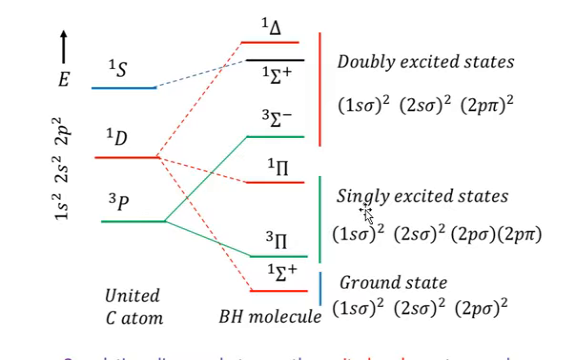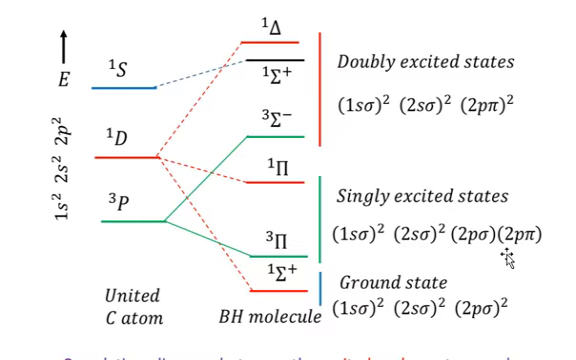The next is that you have singly excited states, in which you have moved one of the electrons from 2p sigma to a higher level, which is the 2p pi level. So singly excited states have the electronic configuration 1s sigma squared, 2s sigma squared, and then I have 2p sigma and 2p pi, because I have moved one of the electrons from the 2p sigma to 2p pi.